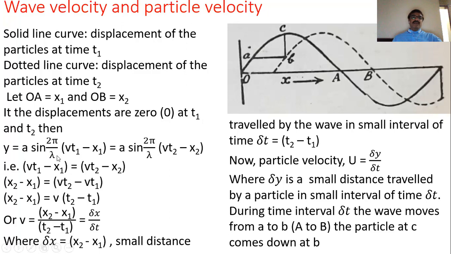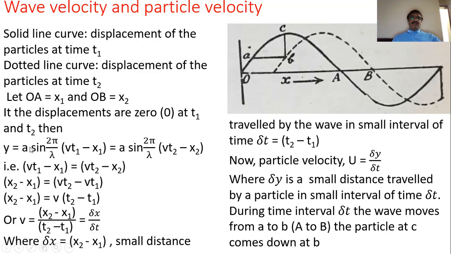for the displacement that has started from O. At time t1, the distance traveled is x, so the displacement of the particle at point A will be a sine 2 pi by lambda (Vt1 minus x1), and for B, it will be a sine 2 pi by lambda (Vt2 minus x2). Since both the particles are at their mean position, look here, their displacement is 0. So this equation equals 0, and this equation equals 0, so both can be equated.